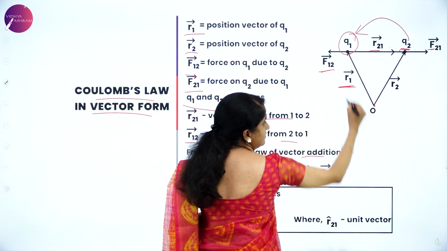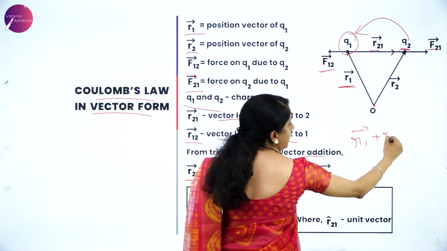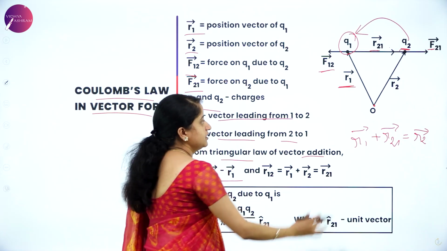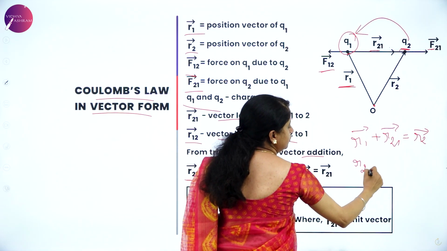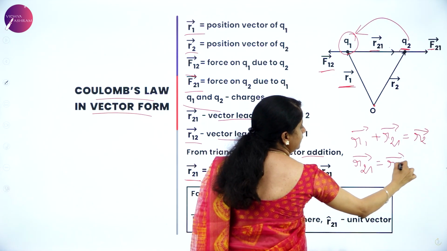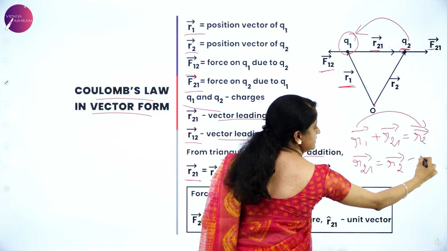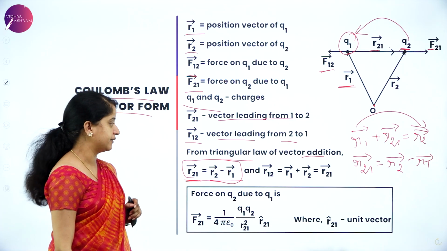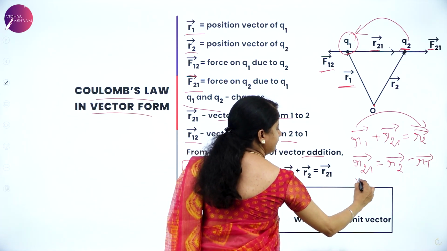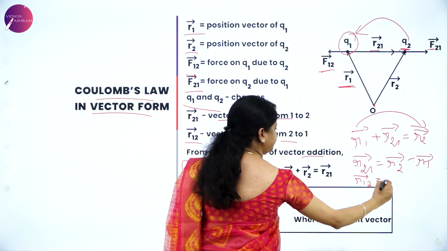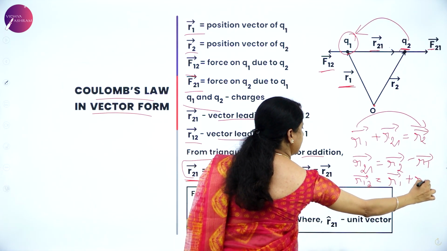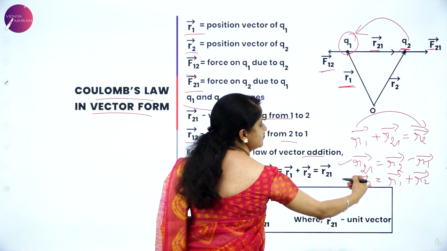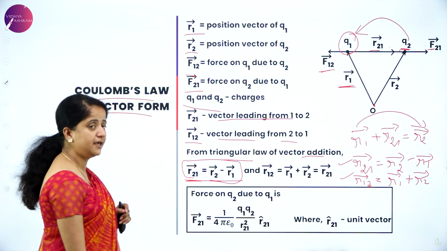You can see here, we can write R1 plus R21 is equal to R2 according to the triangular law of vector addition. Now we need R21. So R21 is equal to R2, take R1 to the other side, it will be minus R1. So we get R21 is equal to R2 minus R1. Similarly, we can write the same for R12, which is equal to R1 minus R2. From the triangular law of vector addition, we get the expressions for R21 and R12.